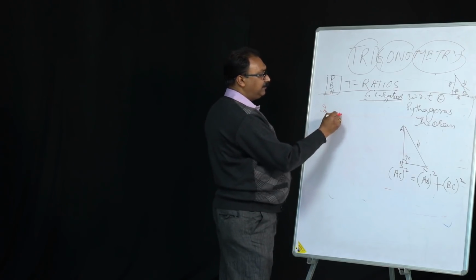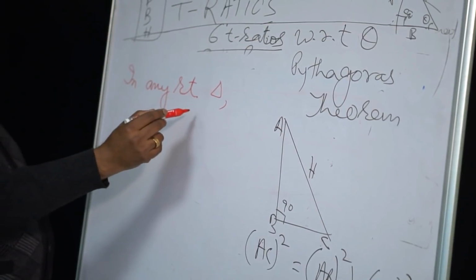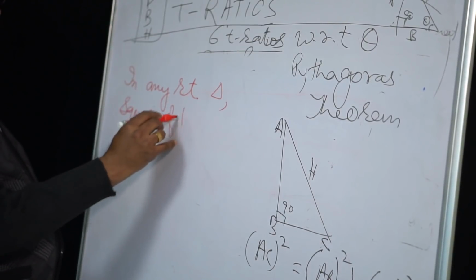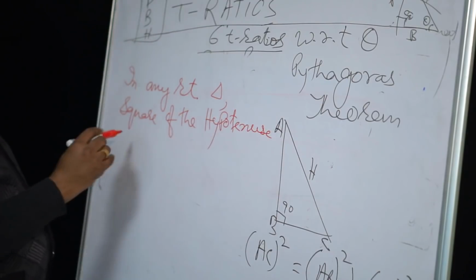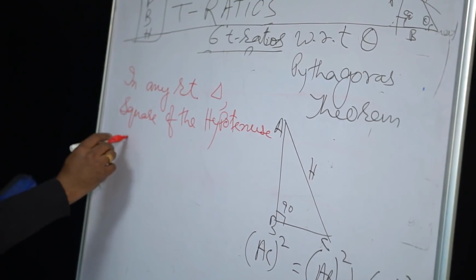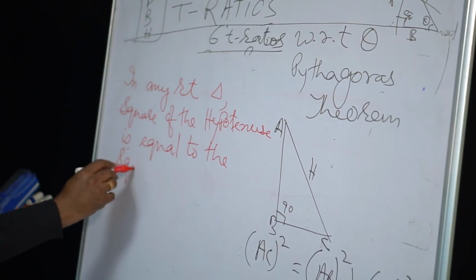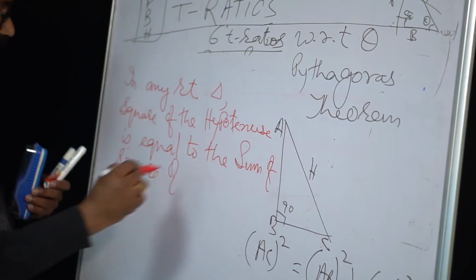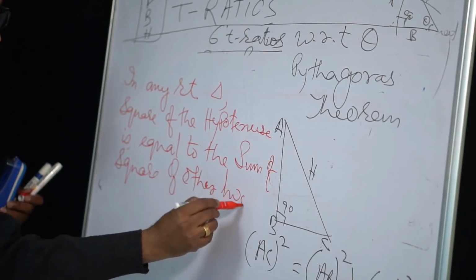In any right triangle (the symbol RT is the short form of right, with a triangle symbol), the square of the hypotenuse is equal to the sum of the squares of the other two sides.